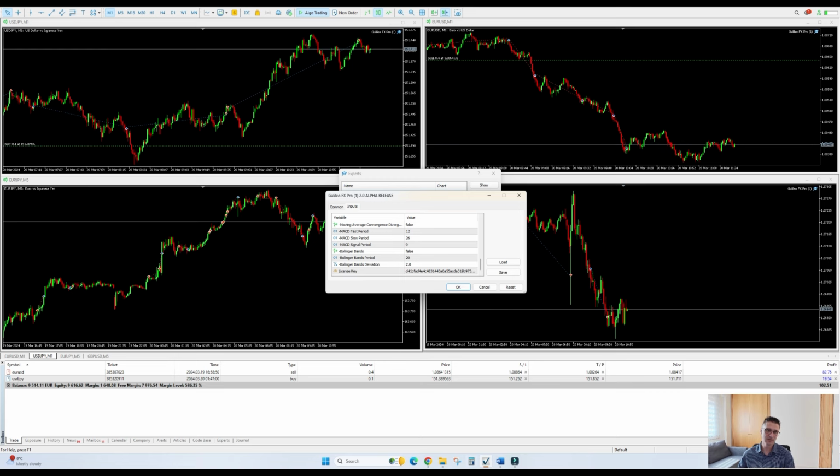This is important: license key. If you do not introduce the license key here, and then save and click OK, the robot simply will not function. The license key you will receive after purchasing the robot. The customer attention and support is great, so that should be no issue whatsoever.